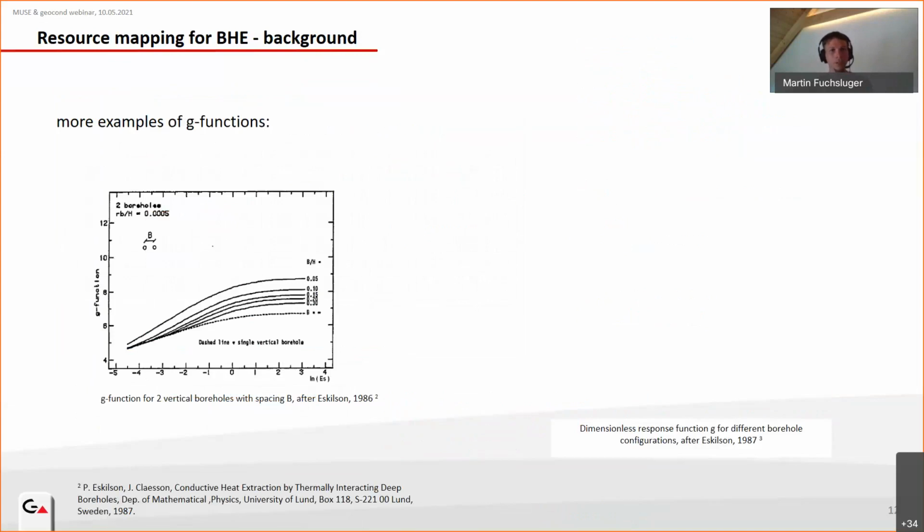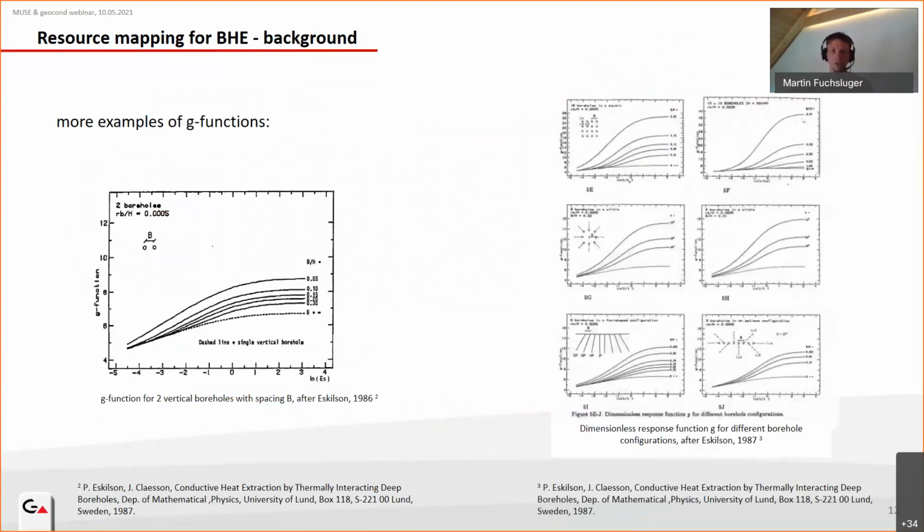Here you see another G function for 2 boreholes with different spacing to depth ratios. And just to show you, it's possible to calculate the G function for really many, also complex, geometries, also circular arrangements or inclined or sloped drillings.